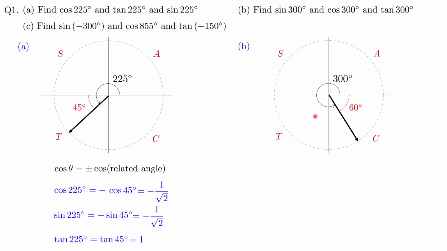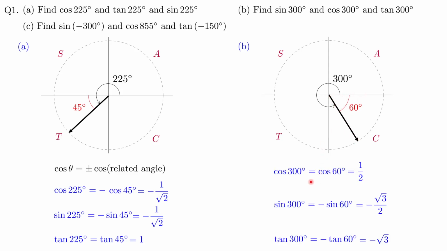Okay, for our next example. First step, drawing the angle of 300, which is an angle like this, sitting in our fourth quadrant, quadrant C. And the related angle is this positive acute angle that's between the arrow and the x-axis. And doing the rest of the calculations. And inside the C quadrant, only cosine is positive, everything else is negative.